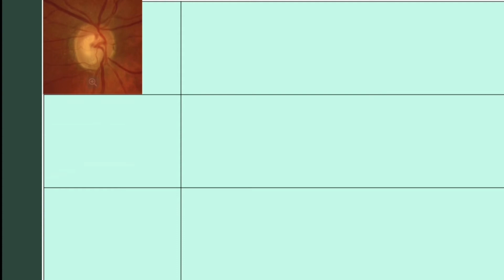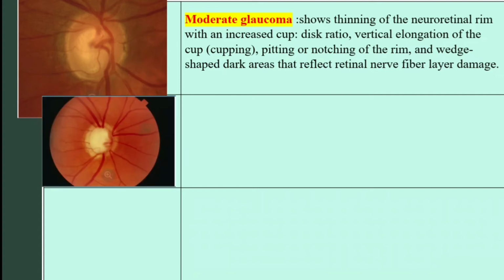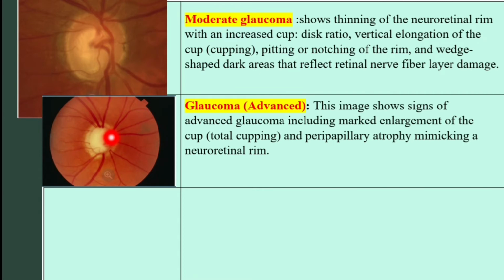Right, okay, so on the first image here, you are looking at moderate glaucoma. This image shows thinning of the neuroretinal rim with an increased cup-disc ratio, pitting or notching of the rim, and wedge-shaped dark areas that reflect retinal nerve fiber layer damage. The second image here is advanced glaucoma. Signs of advanced glaucoma include marked enlargement of the cup, called total cupping, right? So you see this cup, the central one, is enlarged to the extent that the neuroretinal rim is very thin, and peripapillary atrophy mimicking the neuroretinal rim.